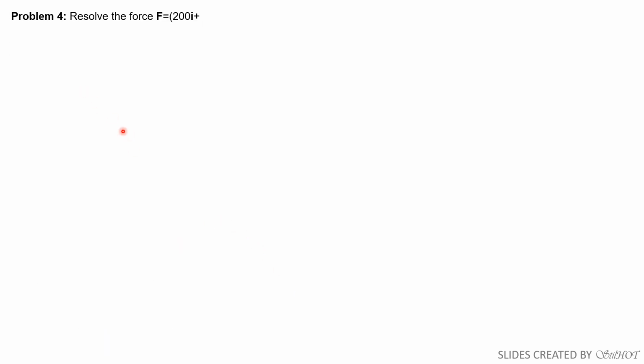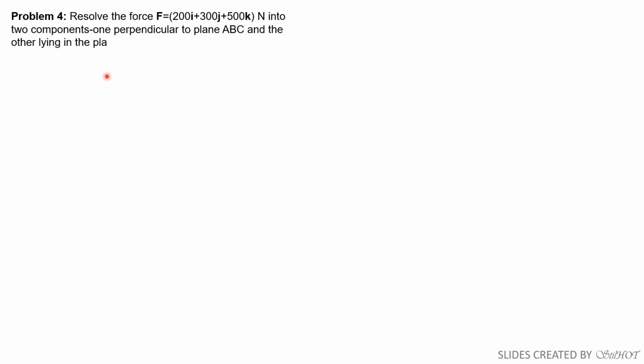Problem 4. We resolve the force F equals 200i plus 300j plus 500k newtons into two components, one perpendicular to plane ABC and the other lying in the plane ABC. Because this force is in the first octant, we must define a vector perpendicular to this plane. There are three ways to define that vector, but I will only present one: vector AB cross AC.